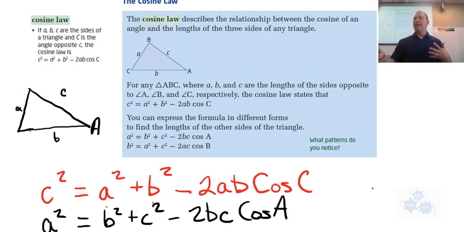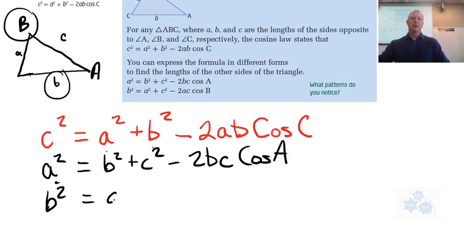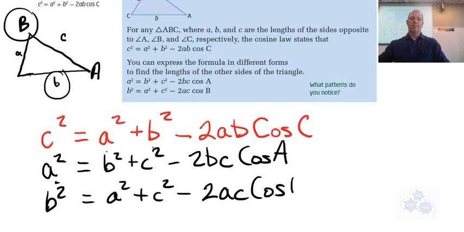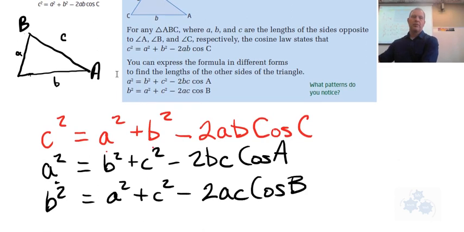So it's the same pattern, and you can write it many different ways. So let's say I wanted to use the cos of b and this side b. Well, it's b squared equals a squared plus c squared minus 2ac times cos of b. So those are the different ways that you can use the cosine law in your work. Okay? But what you have to remember is that whatever this letter is, it's the angle that's the same letter on the end. Okay?